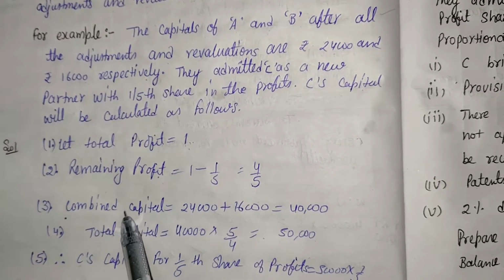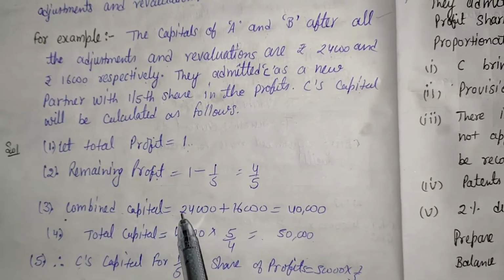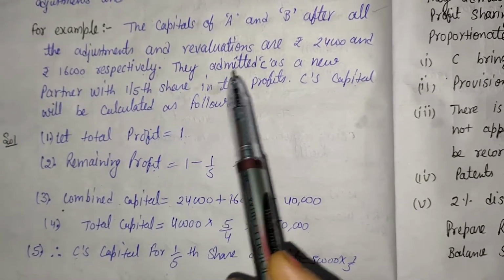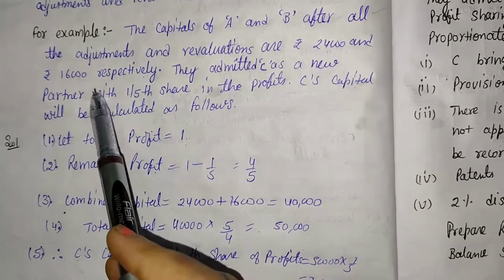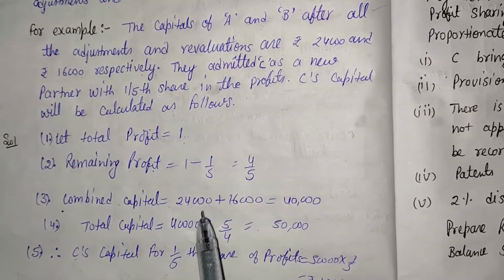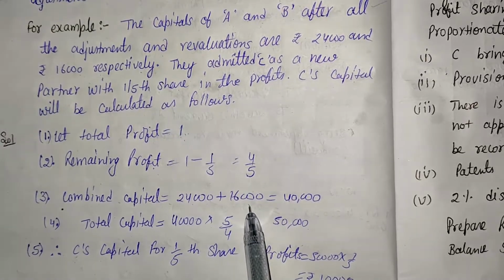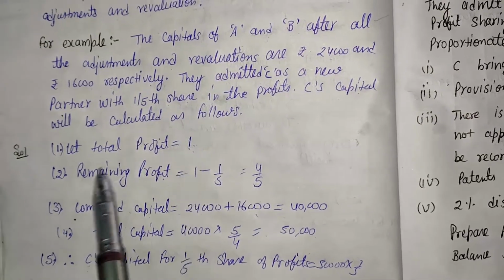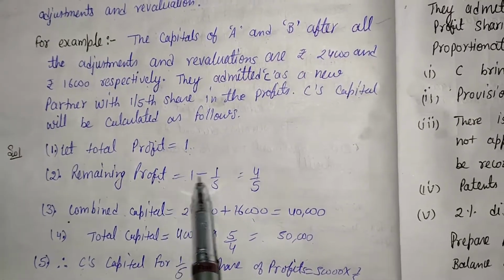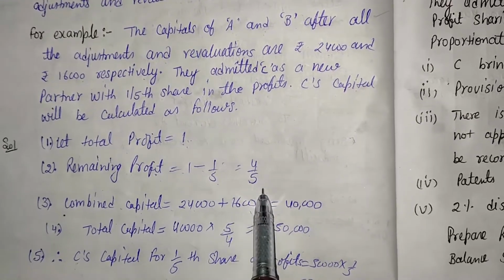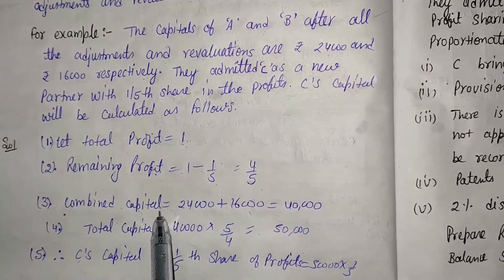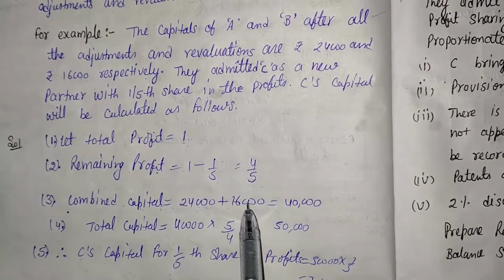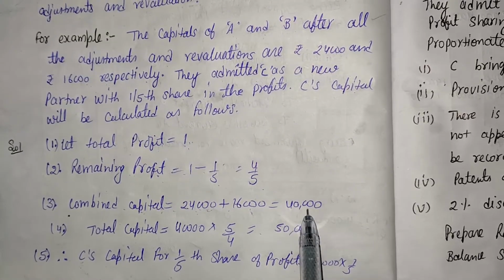Now, the third step, combined capital. Combined capital means the old partners' capital, and that is given in the question: old partners' capital rupees 24,000 and 16,000. After adding both the capitals, we will find the value of combined capital. So, the first step is let total profit be 1. The second step is remaining profit, that is 1 minus new partner's share, that is 4/5. And the third step, combined capital, is the sum of old partners' capital, that is 24,000 plus 16,000, total 40,000.